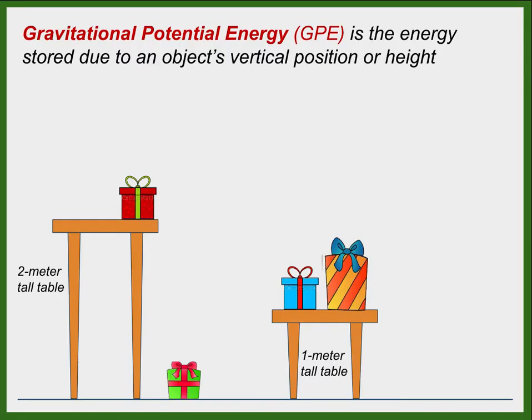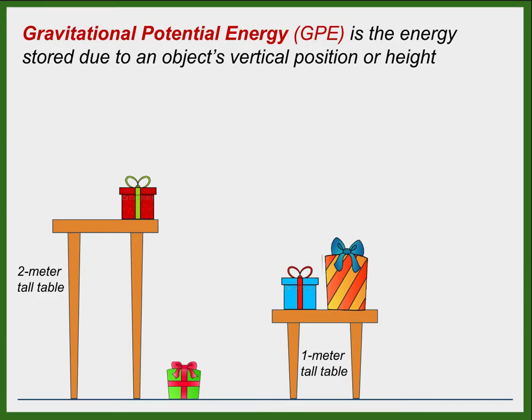The other type of energy that we need to be able to calculate is the gravitational potential energy, and we'll use GPE to represent that. Sometimes you just see PE for potential energy, but it is best to make sure we know it's not the elastic type, it's the gravitational potential energy.